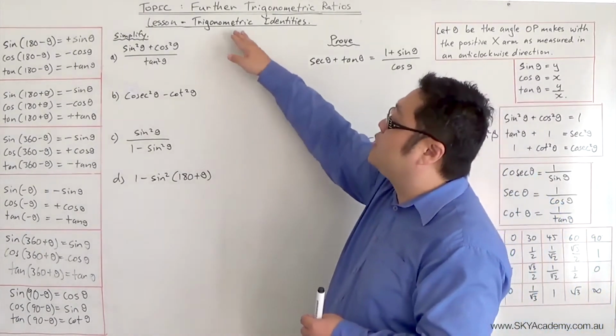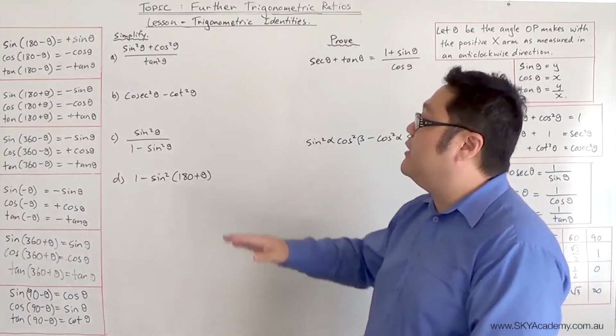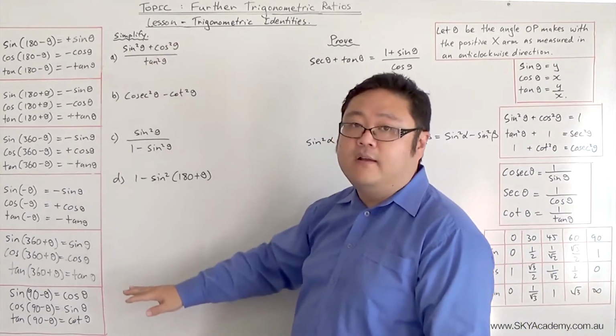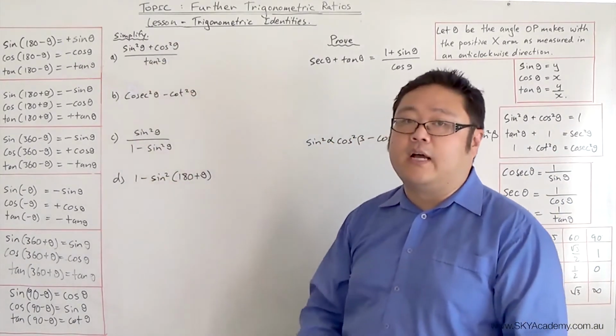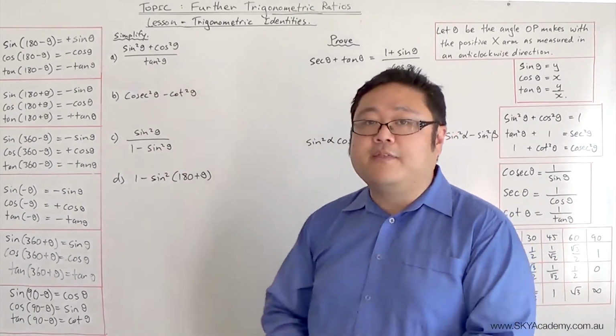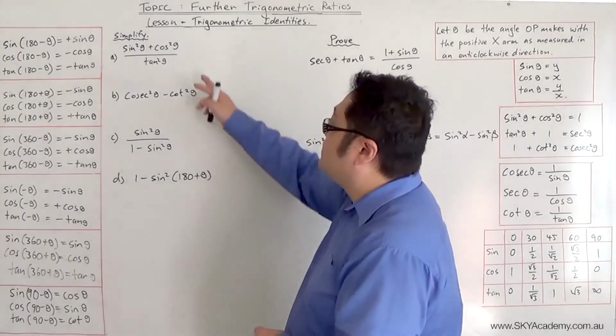They're called trigonometric identities or trig identity questions. Some of them involve simplifying a specific trigonometric expression. Others require you to prove them. So let's have a look at the first one here.